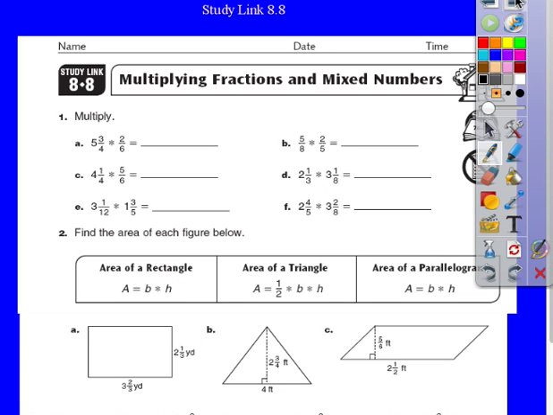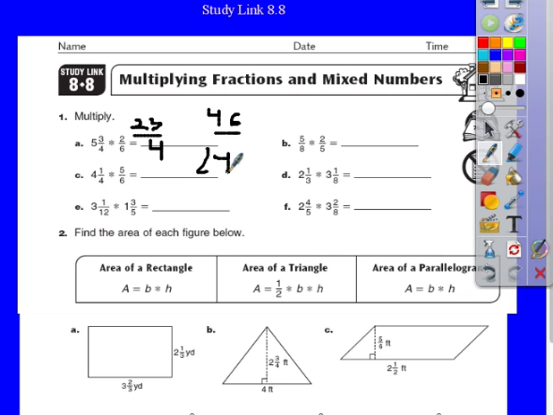I'm going to give you a second to take a look at some of these problems, and then we will go through them for some practice. Starting out with A, we should have turned 5 3/4 into 23/4. And 2/6 would stay the same. 23 times 2 is 46. Our denominator would be 24.